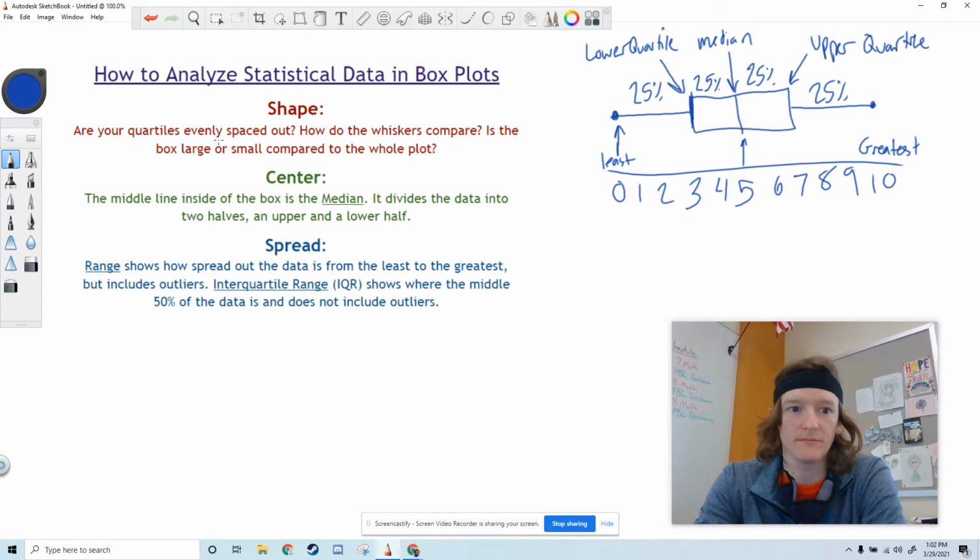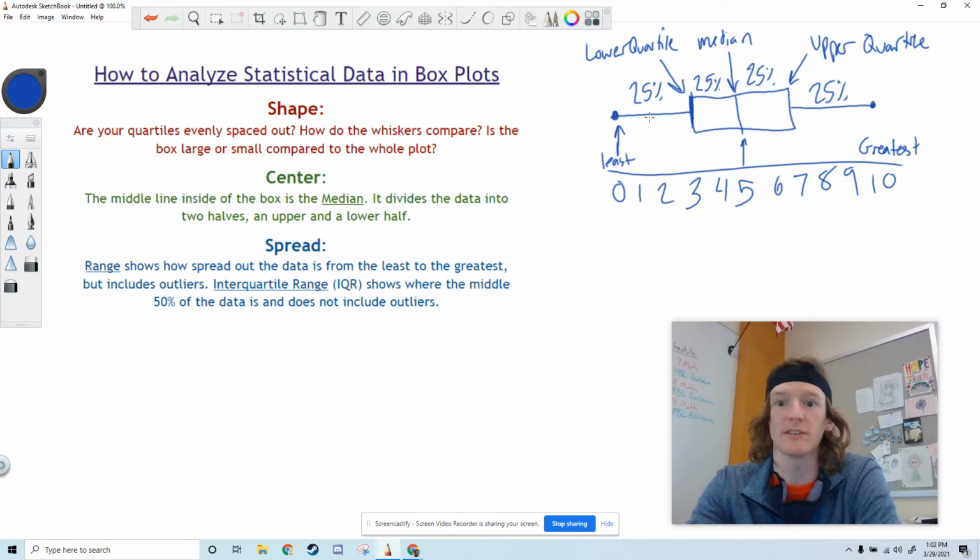Next, we're going to look at the shape. What does this one look like? It looks pretty evenly spaced out. We've got 3 numbers here from 0 to 3. We've got 2 here. We've got 2 numbers in between 5 and 7. We've got 3, so it's pretty evenly spaced out.